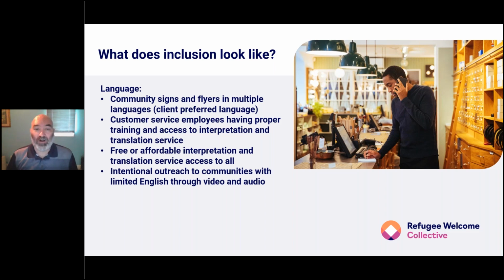And I want you all as community sponsorship volunteers and sponsors to think about how you can help advocate for this in your community more when it comes to language, when it comes to housing. So far, we'll go through each one. Let's go to the next one, please.